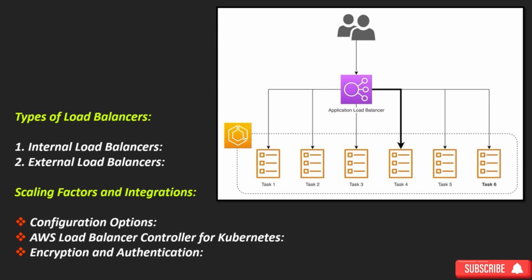The first point is internal load balancers. They are used for distributing traffic within a private network, and they play a crucial role in optimizing the performance of internal applications and services. Next are external load balancers, which are designed for distributing incoming internet traffic. External load balancers enhance the availability and responsiveness of web applications by evenly distributing the load among multiple servers.